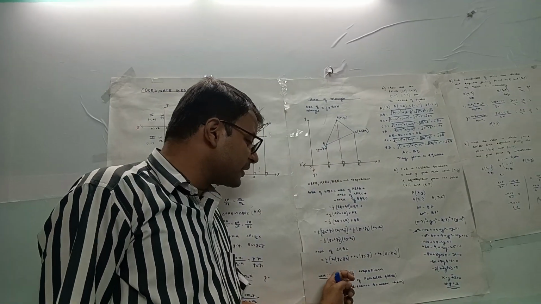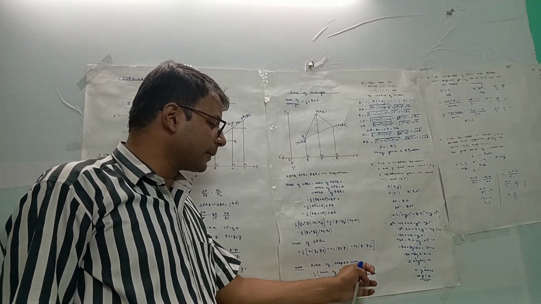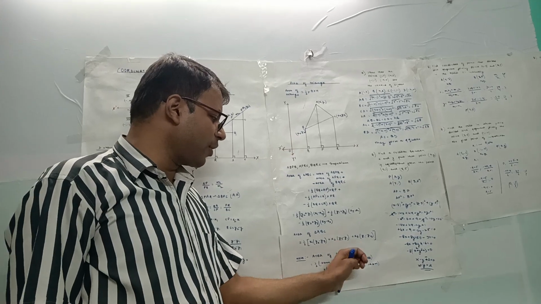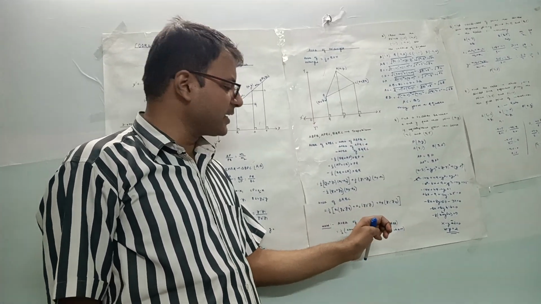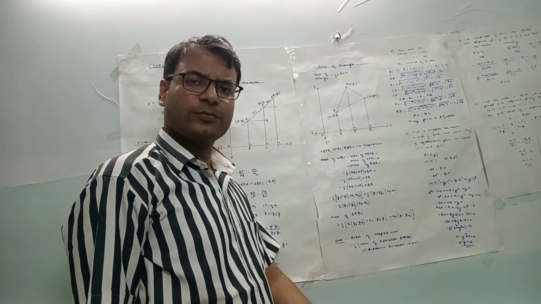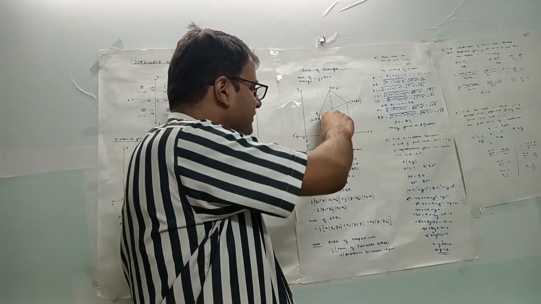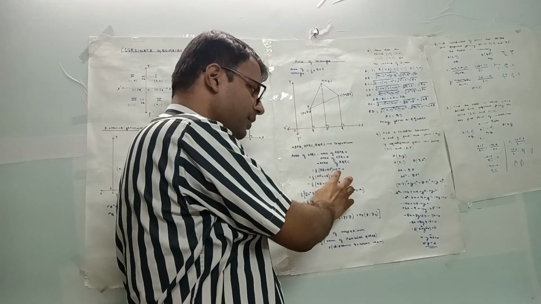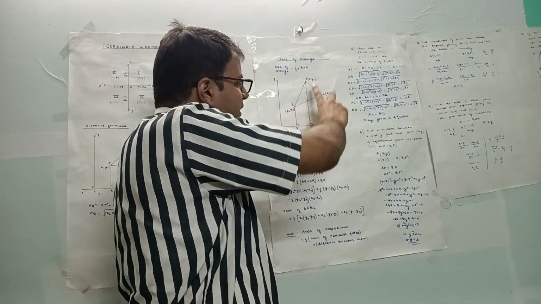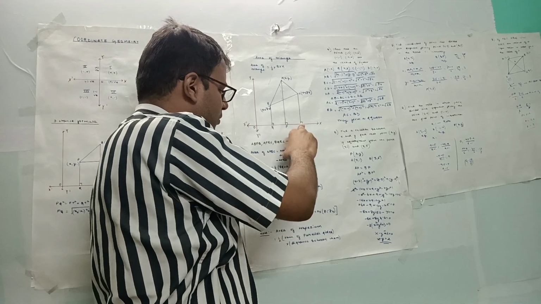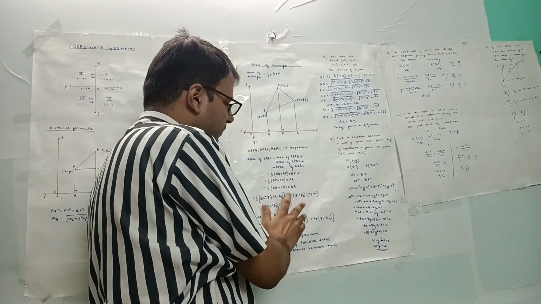The area of a trapezium equals half into the sum of parallel sides into the distance between them. This formula you have to directly learn. So the area of ABQP is half into the sum of parallel sides BQ plus AP into QP. The area of APRC is half into (AP plus CR) into PR, minus half into (BQ plus CR) into QR.